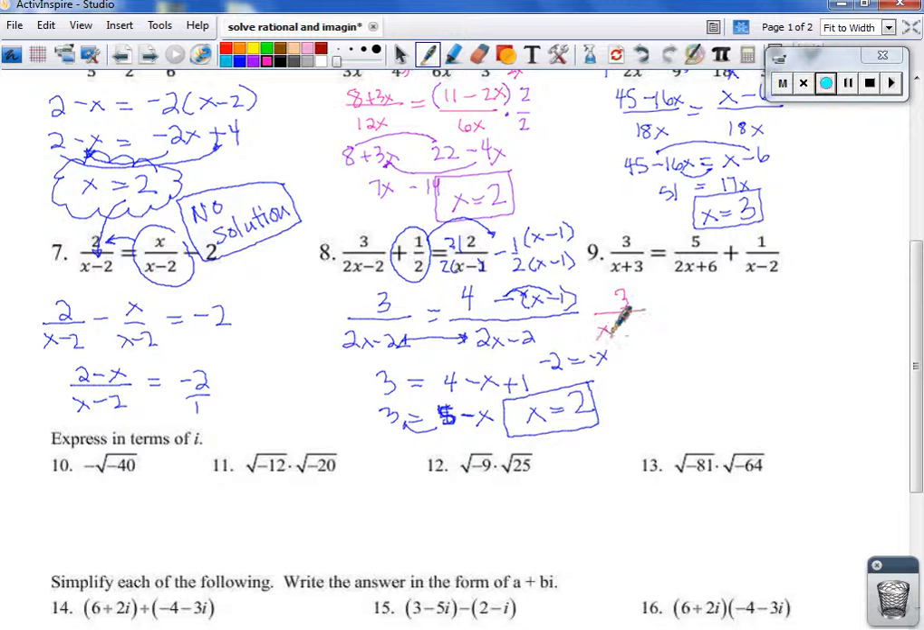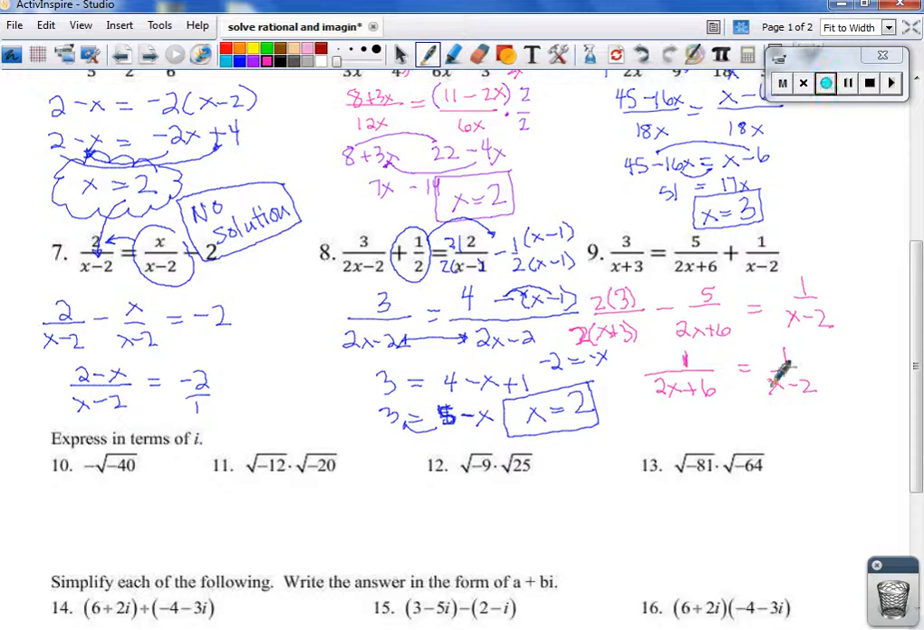So 3 over x plus 3 minus 5 over 2x plus 6 will equal 1 over x minus 2. So if I want to make these two denominators the same, I simply have to multiply this one by 2. That will give me the 2x plus 6 that I desire. And on the top I have a 6 minus 5, which is just 1. And over here I have a 1 over x minus 2.